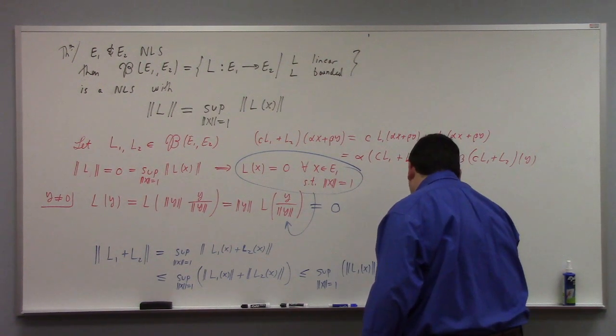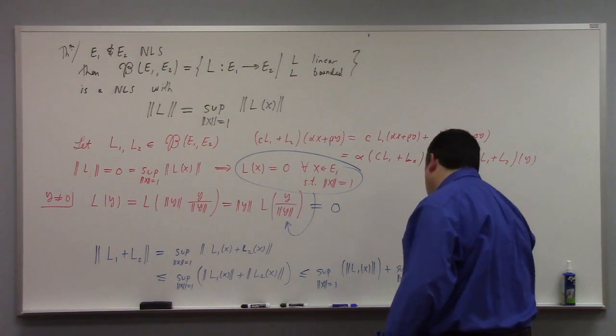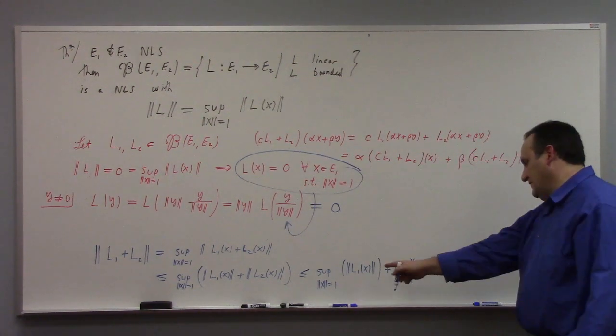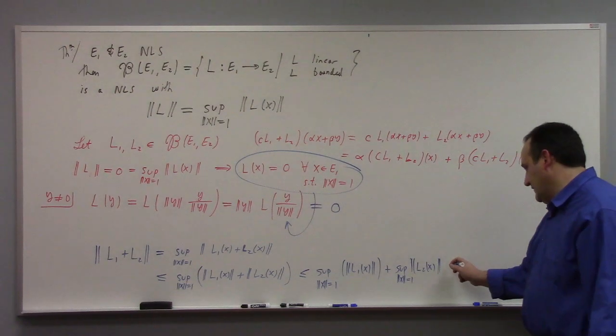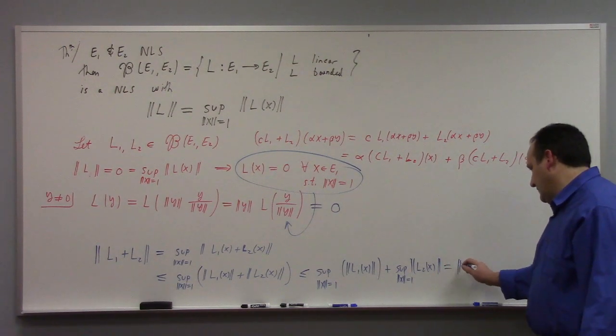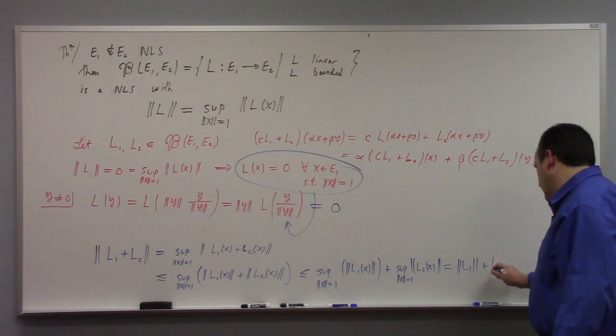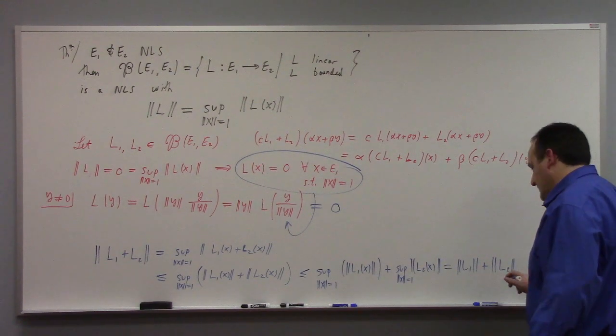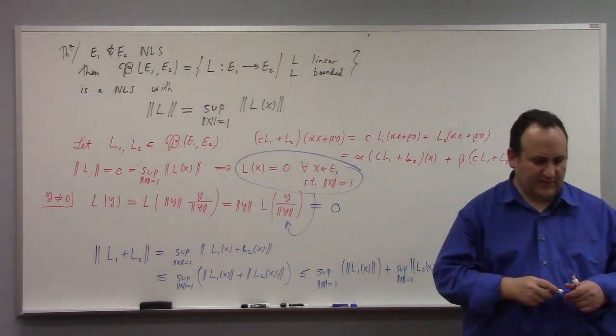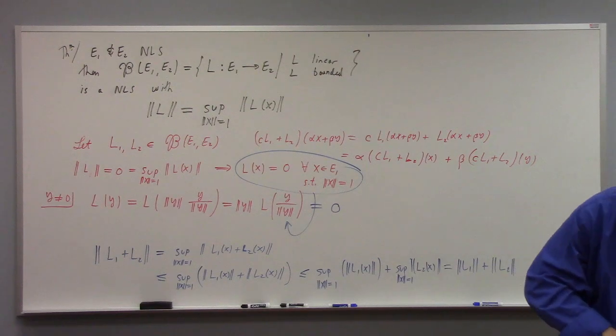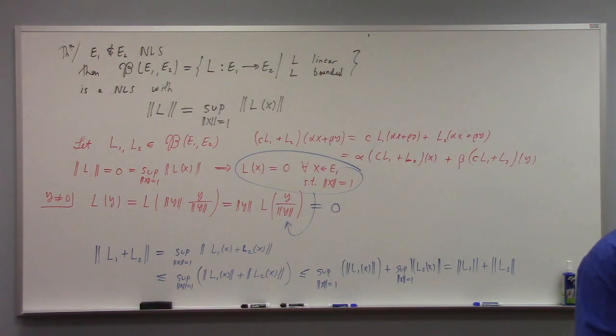But then these two things separately exist, right? And that's the norm of L1 plus the norm of L2, and there you go, that's the triangle inequality. Let me look in the book and see if he's done anything significantly more. Not really, it's pretty much the same.